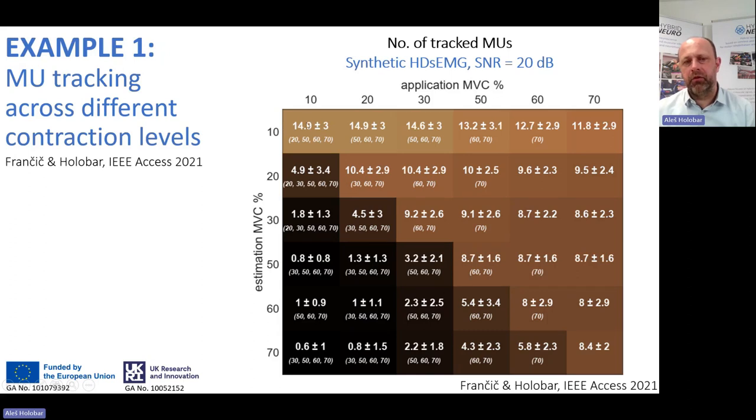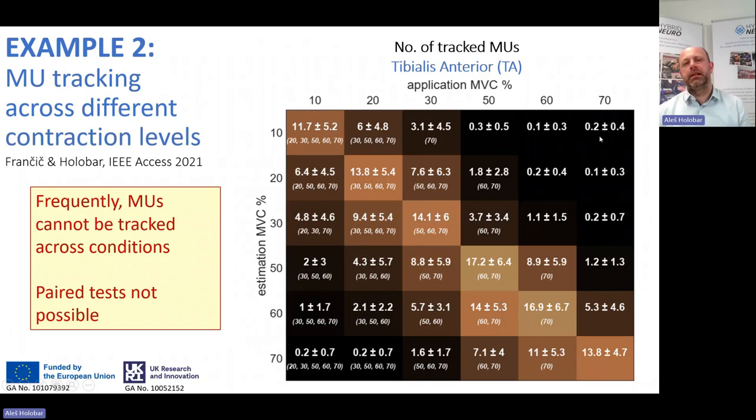If you start tracking at 10%, then you will lose about 30% of the motor units by the time you reach 70% contraction. And this is a synthetic signal. You can start at 20, 30, 50 or other contraction levels, but these are synthetic signals. If you go to the experimental signals, the percentage of lost motor units will be quite enormous.